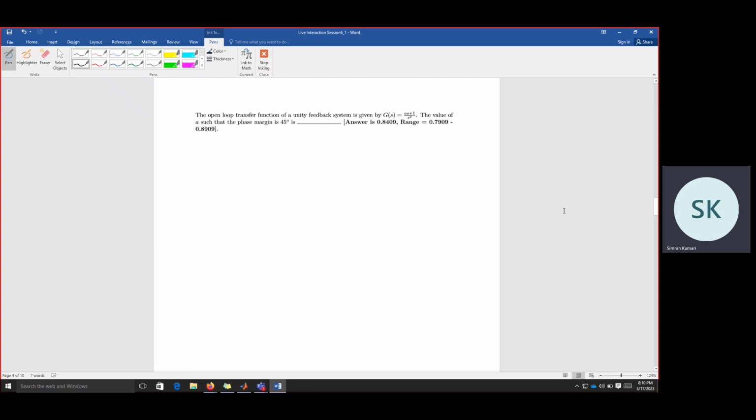Okay, so let us proceed to the next question. The next question says that the open loop transfer function of a unity feedback system is given by this one. So this is G(s), which is (As plus 1) by s square, and there is unity feedback, and this is the input and this is the output. Find the value of A such that the phase margin is 45 degrees. Okay, so what can we do?